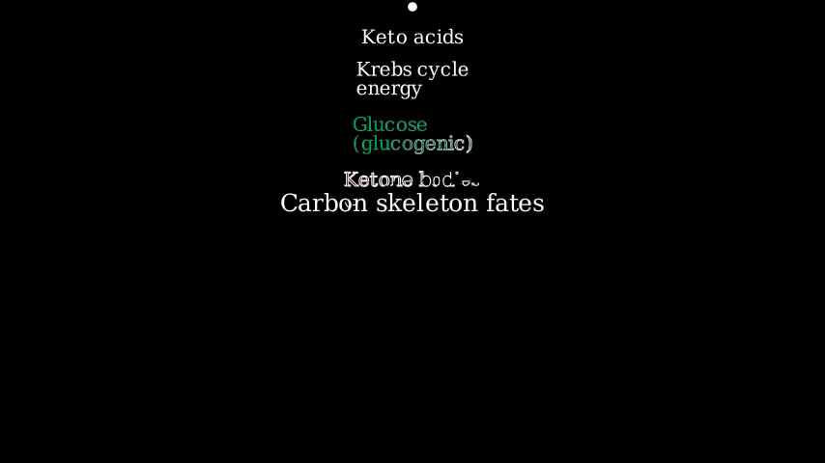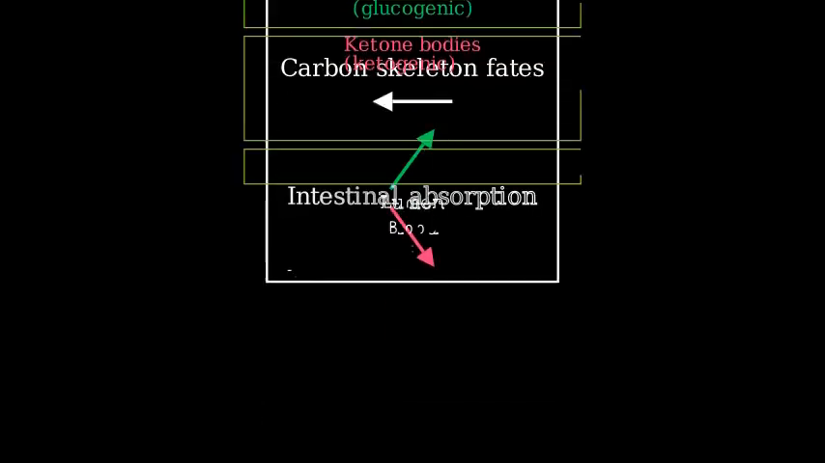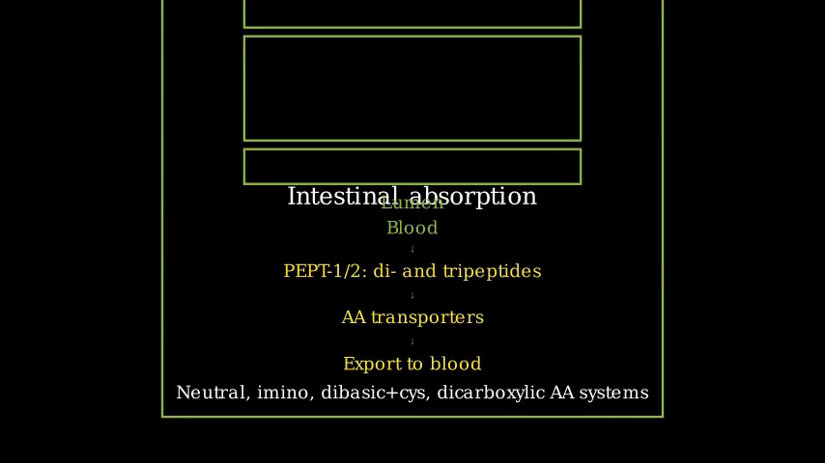After removing nitrogen, the carbon skeletons converge to a few fates. They can feed the Krebs cycle, produce glucose if glucogenic, or produce ketone bodies if ketogenic. In the small intestine, nitrogen is absorbed mainly as free amino acids and as short peptides. The peptide carriers PEPT-1 and 2 move dipeptides and tripeptides efficiently, and specific amino acid transporters handle neutral, imino, dibasic with cysteine, and dicarboxylic groups. Enterocytes themselves use glutamine and glutamate heavily for energy.